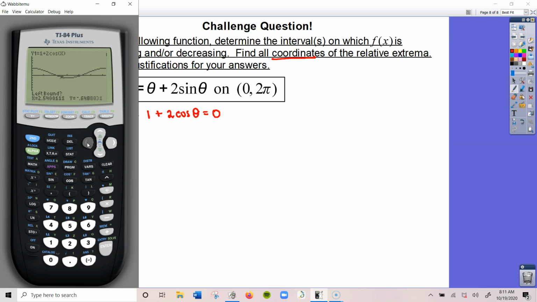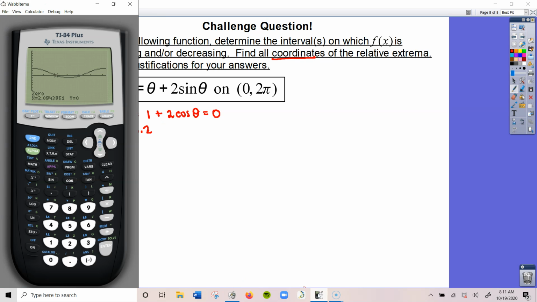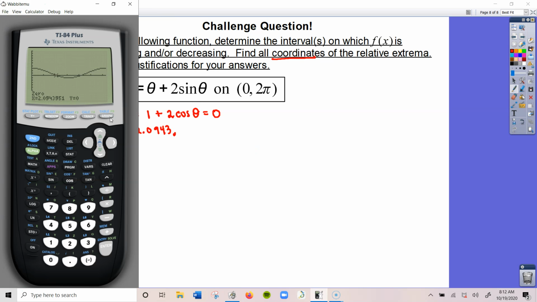It's going to ask you for the left bound, so I'm finding the left critical number first, and then the right bound. It's going to ask you to guess, sure thing, and we get 2.0943. So that is our first critical number. So I'm going to write that down. Let me check. 2.0943, and now we're going to go ahead and find the other critical number.